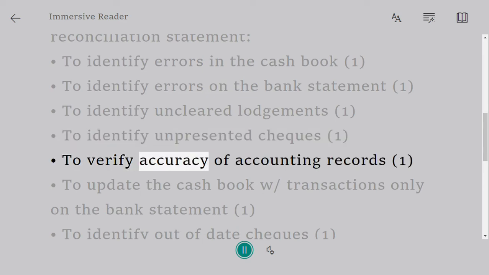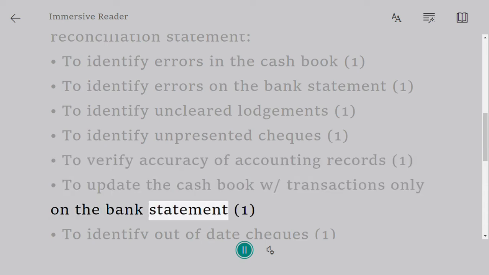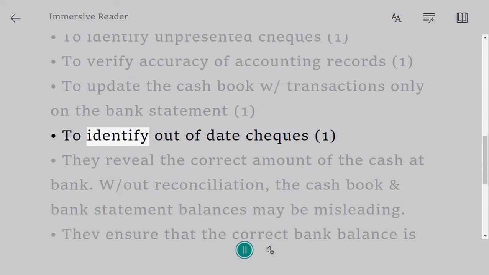To verify accuracy of accounting records. To update the cash book with transactions only on the bank statement. To identify out-of-date checks.